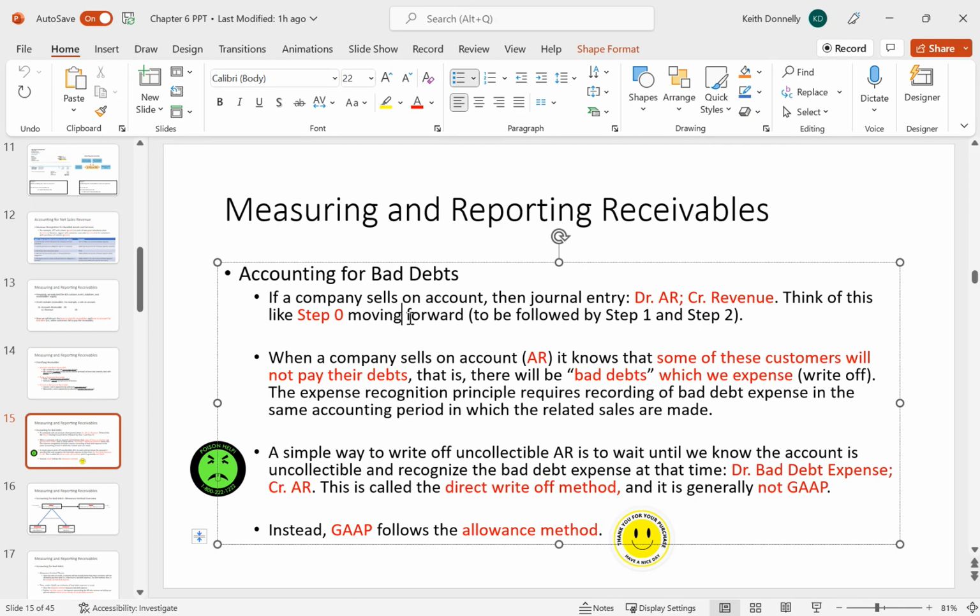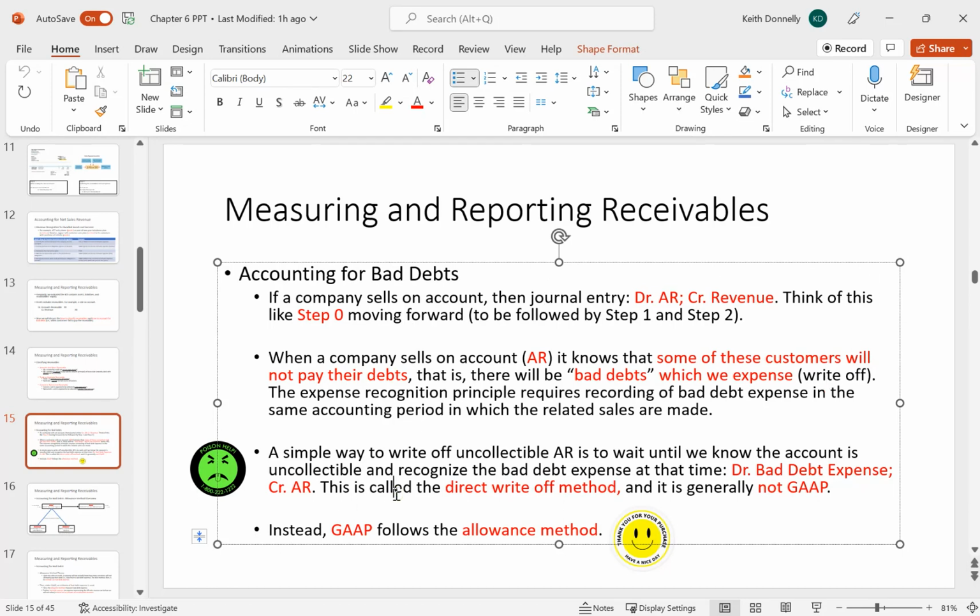Now, how do you actually go about doing this? If that's the framework, we sell on account and people aren't going to pay us, how do you account for that? A simple, intuitive way, much like the cash basis, is this: if I asked you how you would know somebody's not going to pay you, well, you'd have to wait until they don't pay you. Time passes, they're not going to pay us, take the expense. Debit bad debt expense, credit accounts receivable.